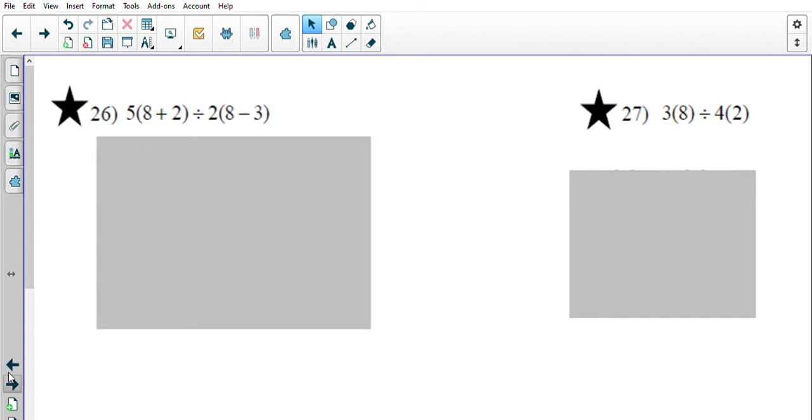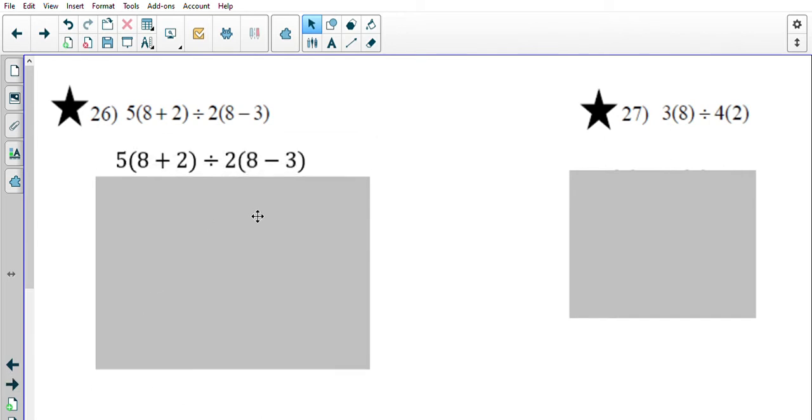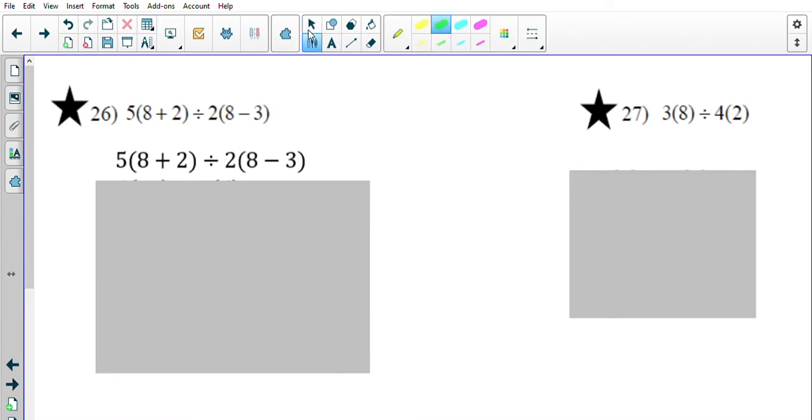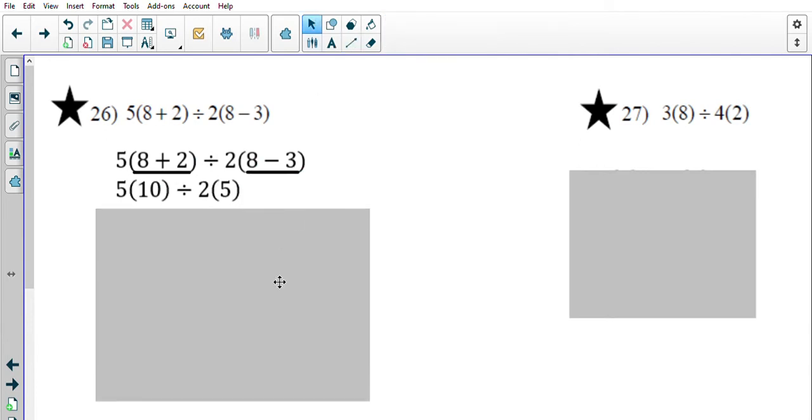So let's take a look at number 26. I've got 5 and then in parentheses 8 plus 2 divided by 2 and then in parentheses 8 minus 3. So we've got to start with our grouping symbols, of course. So might as well do them both at once. 8 plus 2 and 8 minus 3. 8 plus 2, of course, is 10. 8 minus 3, of course, is 5.